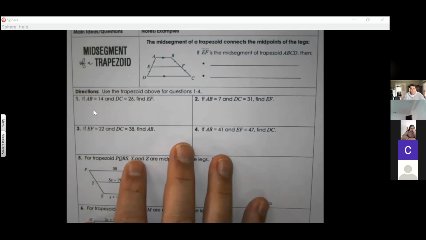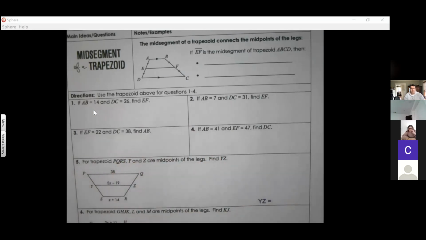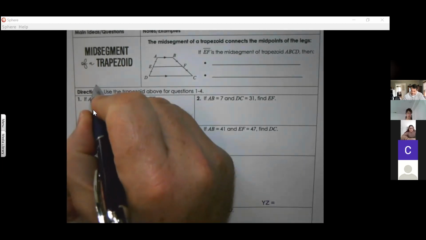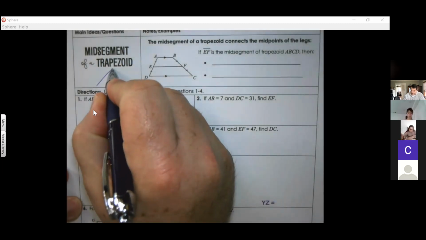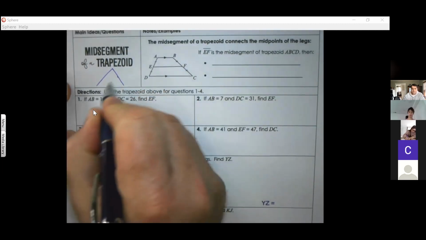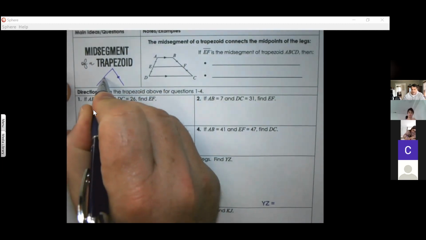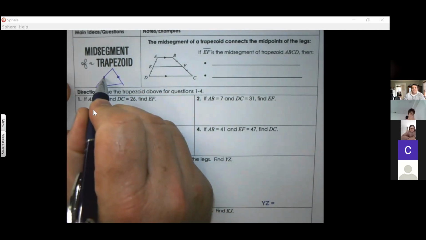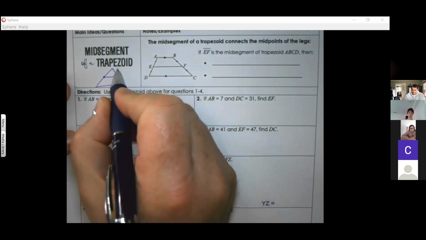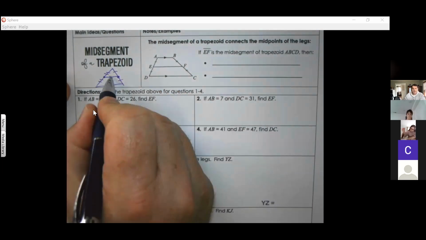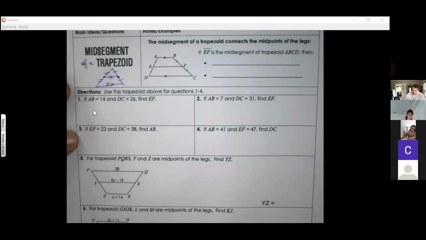Okay, you might remember the mid-segment concept from triangles. What we learned in the triangles is that if you connected the midpoint of 2 sides of a triangle, you create a mid-segment. And that mid-segment had 2 features. It was exactly half as long as the bottom side, and it was parallel.